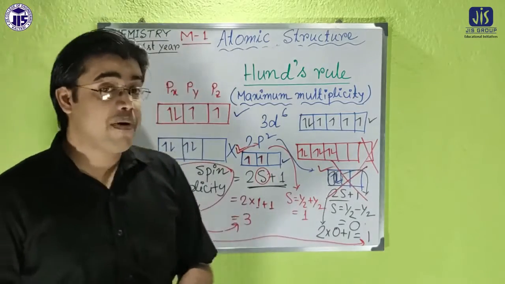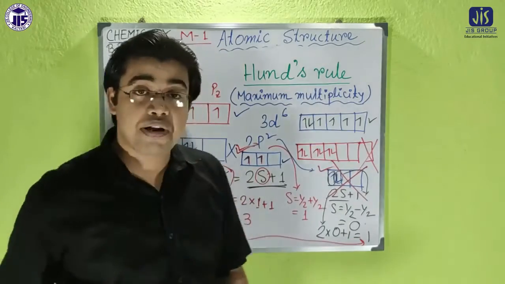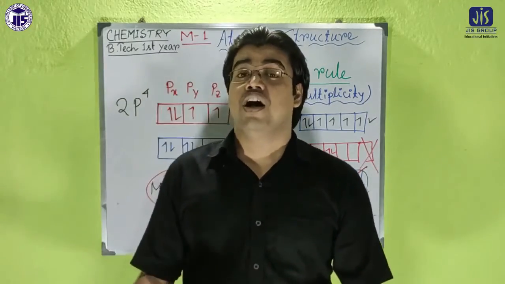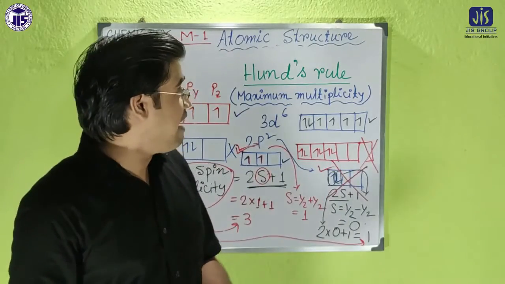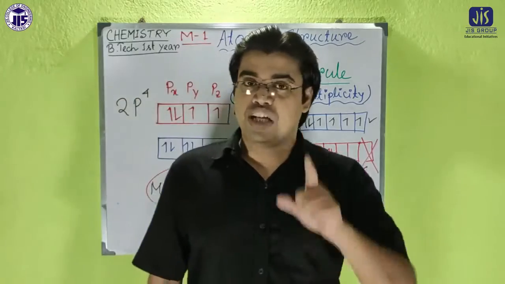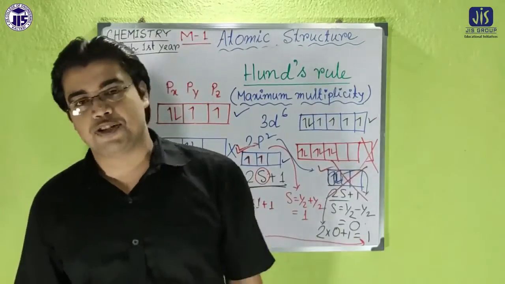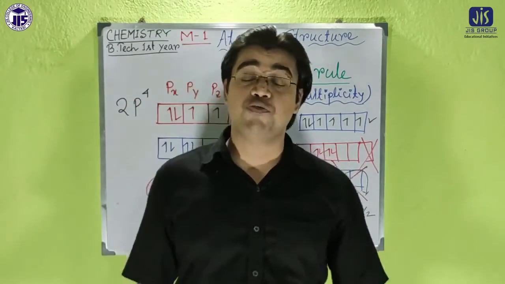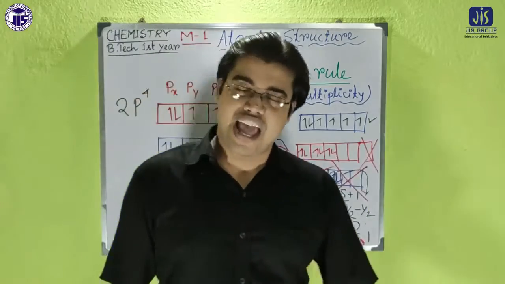You have to keep in mind Hund's rule statement also, and you have to show examples of how Hund's rule can be applied during the electronic configuration. Another very important question is why Hund's rule is called the maximum multiplicity, or what is the meaning of the maximum spin multiplicity. Then you have to show that kind of example.